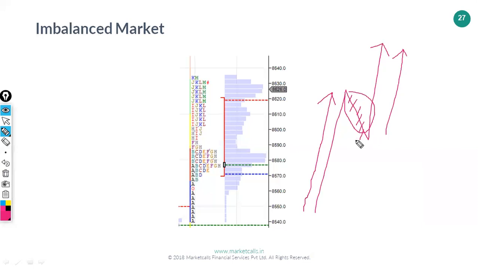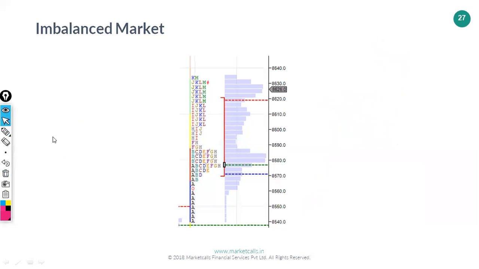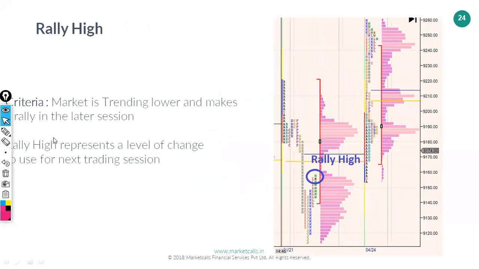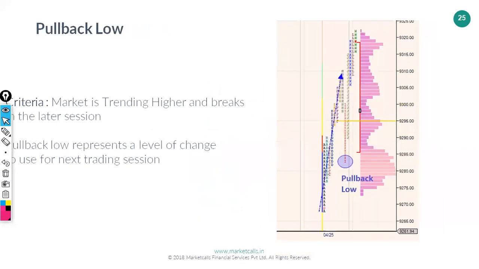So this is an example for pullback low, whereas a rally high will be something like this. Institutional selling is happening, and we will be getting a rally high over here. So rally high, there is no rally low, there is no pullback high. It is always a rally high and pullback lows. It's only rally high and pullback lows, nothing else. Got it?